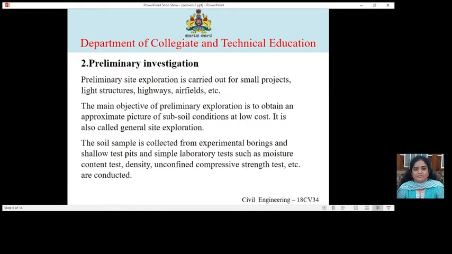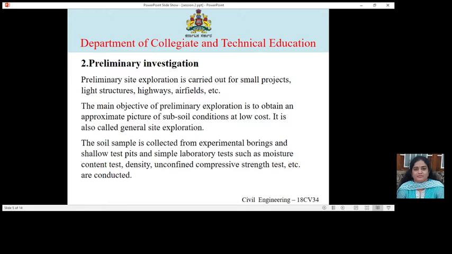The second type is preliminary investigation. The preliminary site exploration is carried out for all small projects, light structures, highways, airfields, etc. The main objective of the preliminary exploration is to obtain an approximate picture of the subsoil conditions at lowest cost. So it is also called a general site exploration.